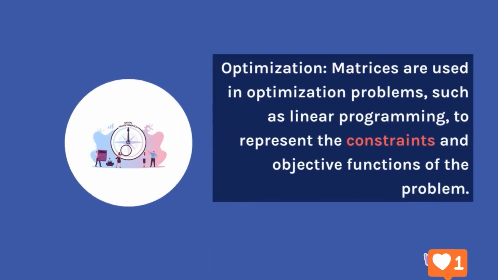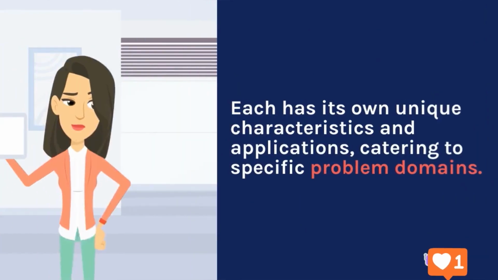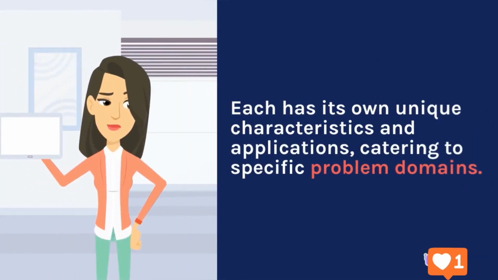Optimization. Matrices are used in optimization problems, such as linear programming, to represent the constraints and objective functions of the problem. Miscellaneous data structures. Apart from the aforementioned data structures, there are several other miscellaneous data structures like sets, trees, dictionaries, and graphs. Each has its own unique characteristics and applications, catering to specific problem domains.